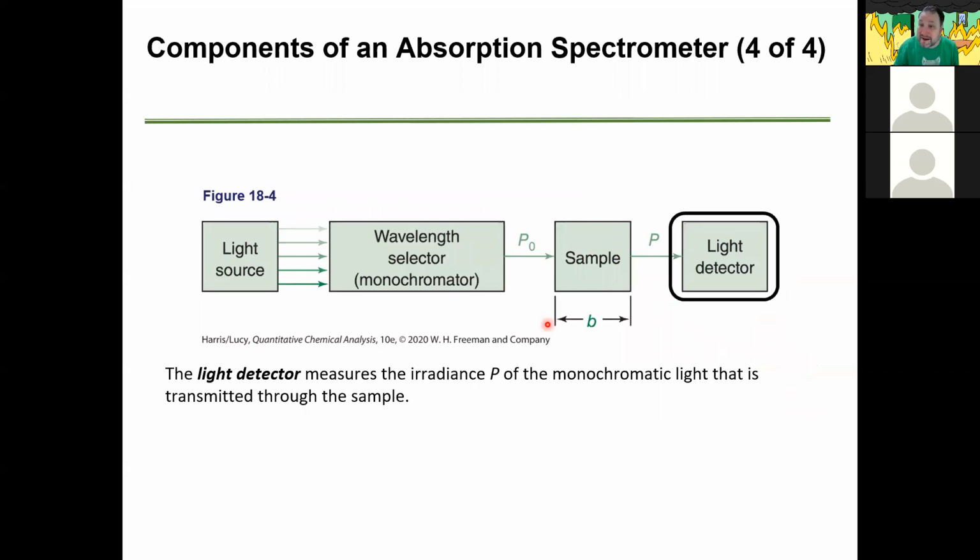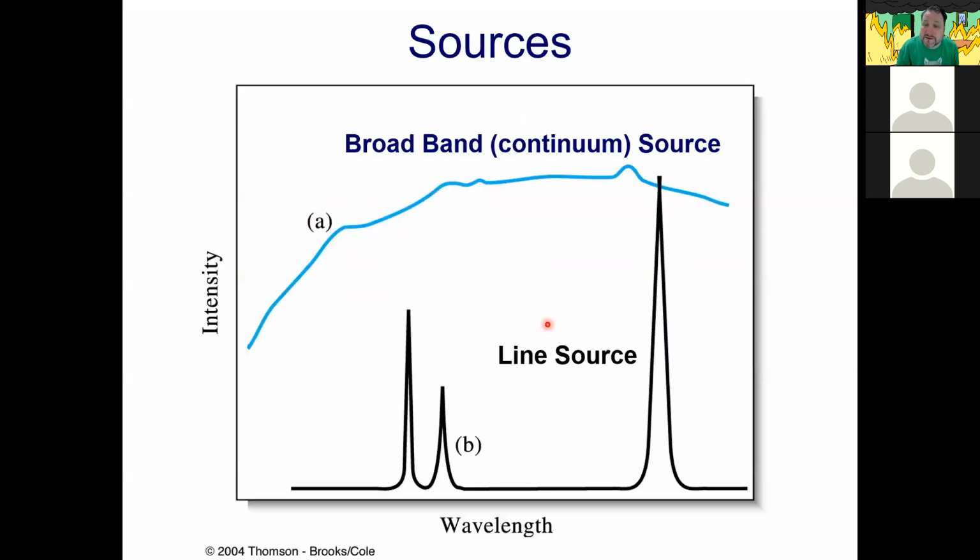Last, we've got our light detector. That's going to measure the irradiance at our sample. Now let's take a look at our sources. They can come in one of two ways. You can have a broadband or continuum source, like in A. So this would be like a light bulb, like a xenon lamp, or a regular old light bulb that's going to give you all different wavelengths of light, and then you pick the ones you want to use.